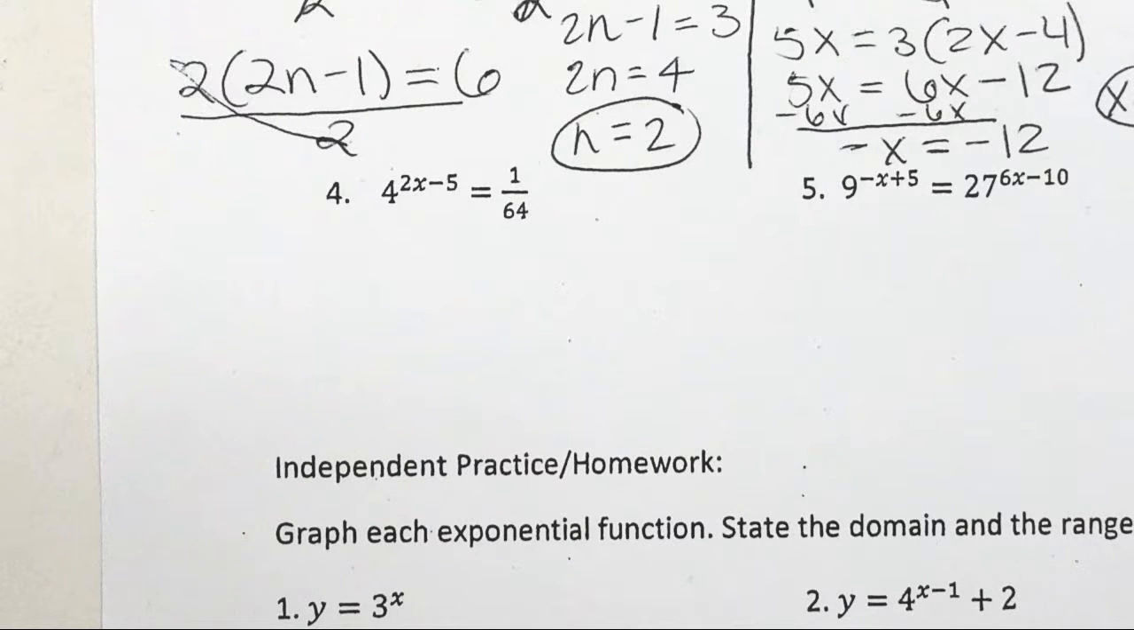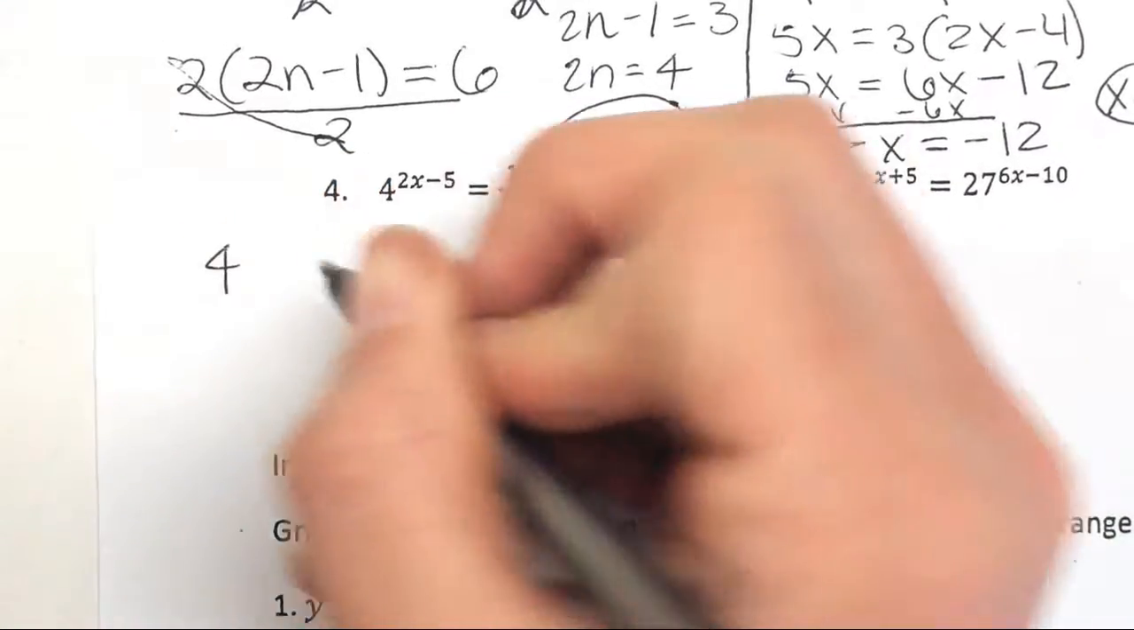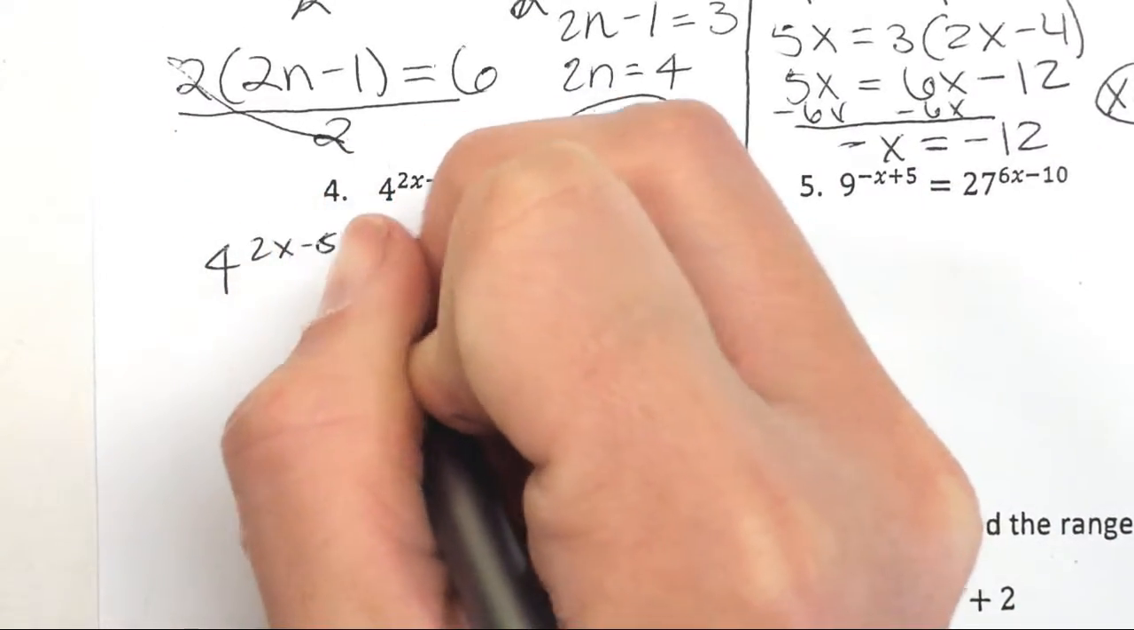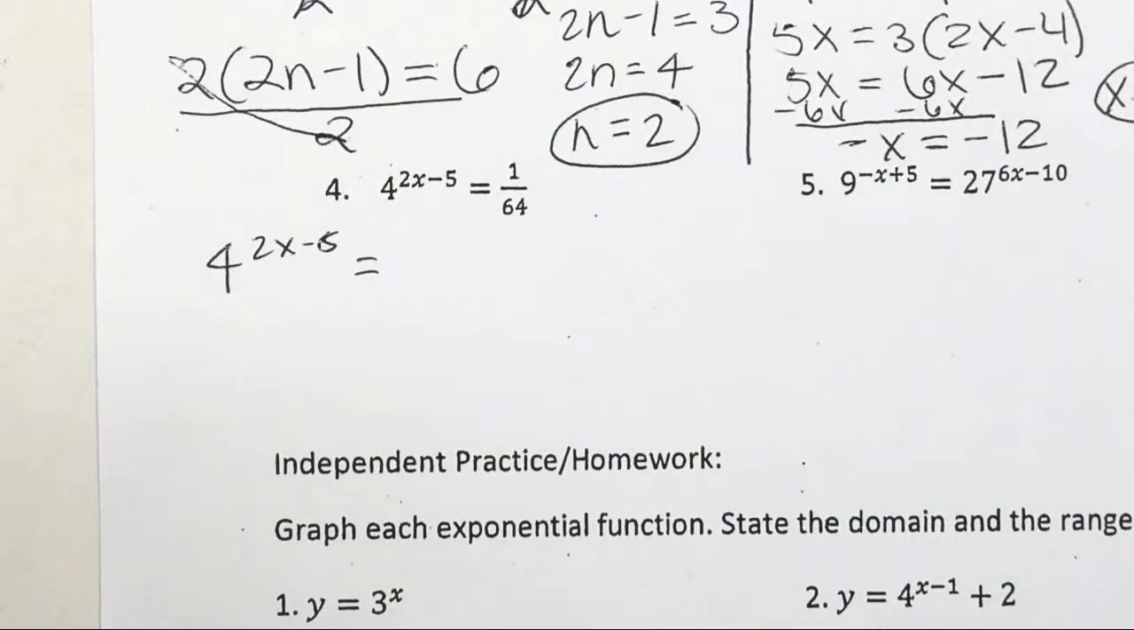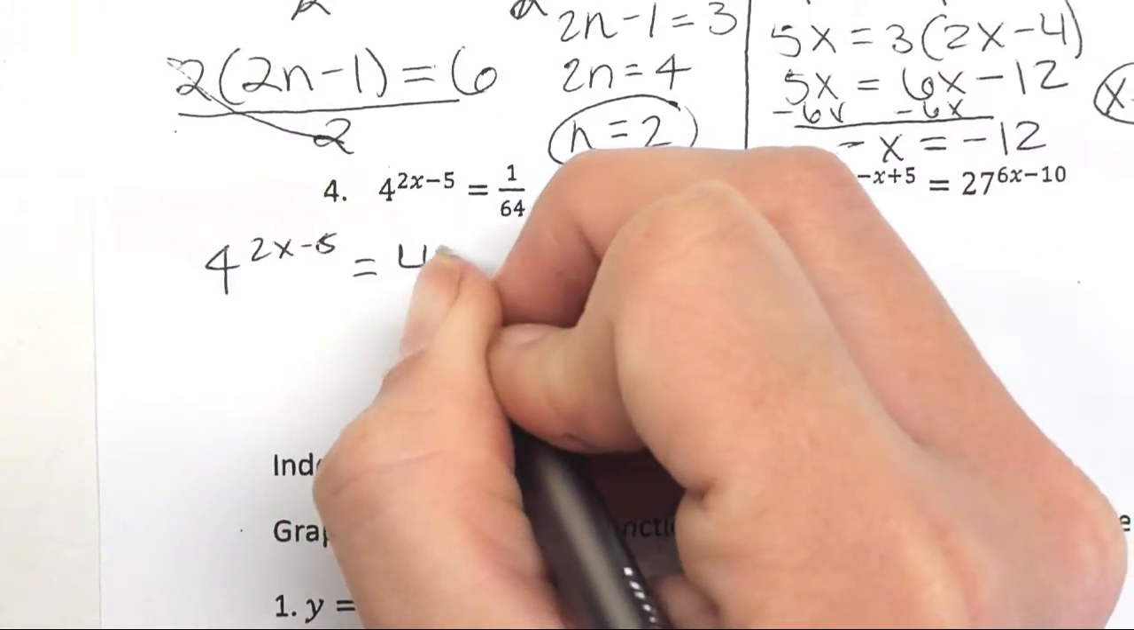Does that make sense? Okay, let me go back over here. So, do I have to rewrite this one? No, I can just leave it as 4 to the 2x minus 5. Again, if you use 2, that's fine. You'll get the same thing. And then this would be 4 to the what power? Very good.